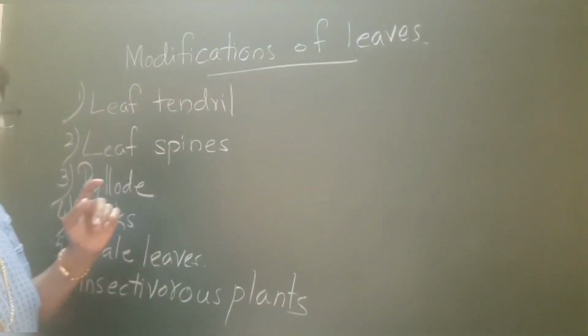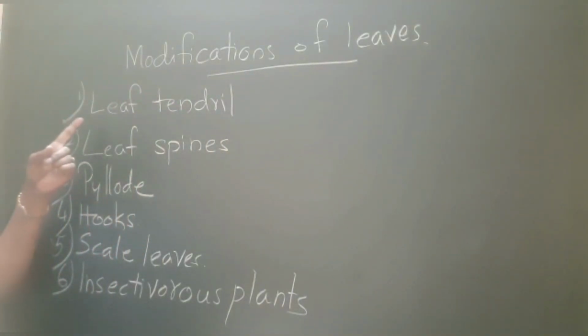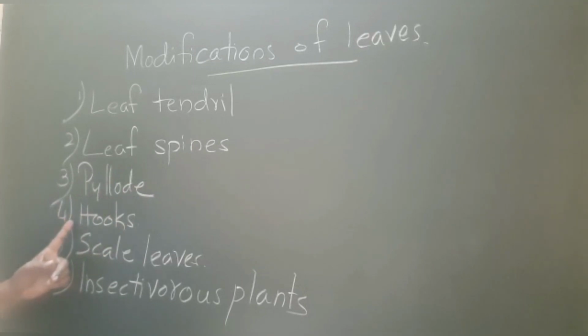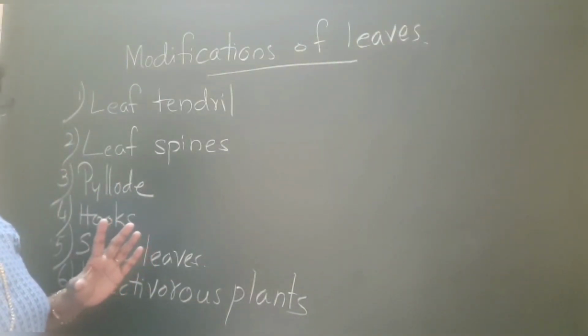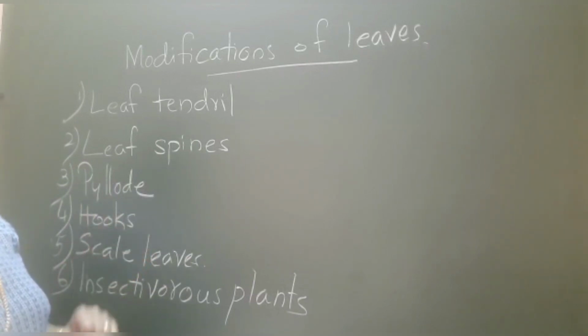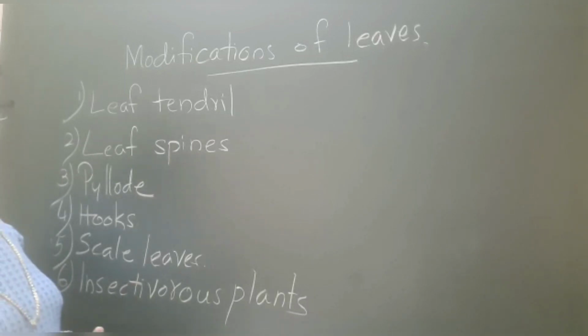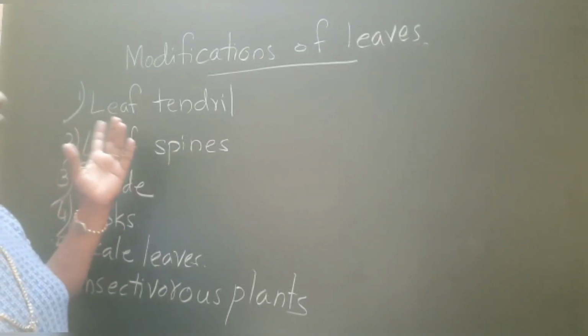Modifications of leaves. Number 1, leaf tendril. Number 2, leaf spines. 3, phyllode. 4, hooks. 5, scale leaves. 6, insectivorous plants. These are the modifications of the leaves of some plants, to do some extra function for the plant, for their growth. So let us see one by one.